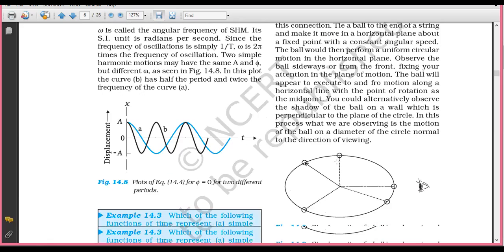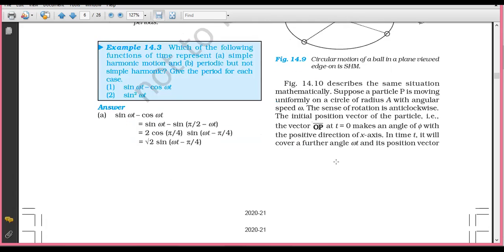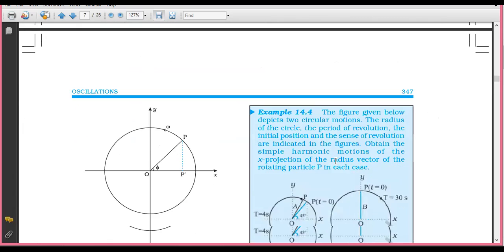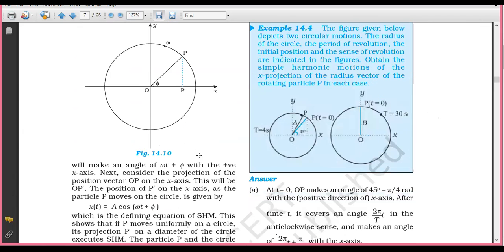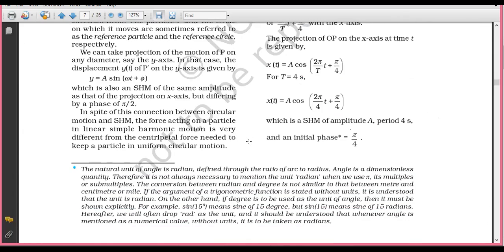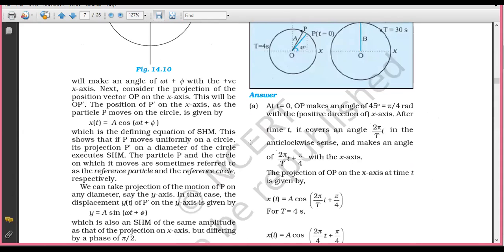This one I already discussed, right? I showed it like a shadow thing. Yeah, it's the same thing, the shadow thing, omega t. So you can have a starting point, so phi has to be added.